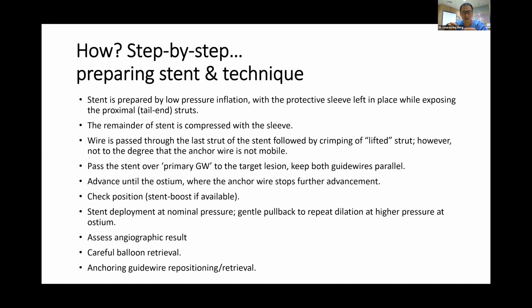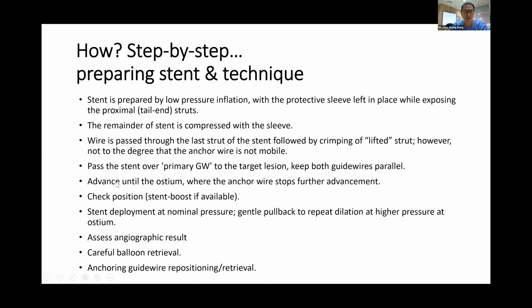And then we crimp the stent back down, the strut which is lifted, but not too tight that it will obstruct the wire movement. Then we mount the stent as usual onto the primary guide wire of the target lesion. And keep these two wires as parallel as possible and advance it and enter your guide.